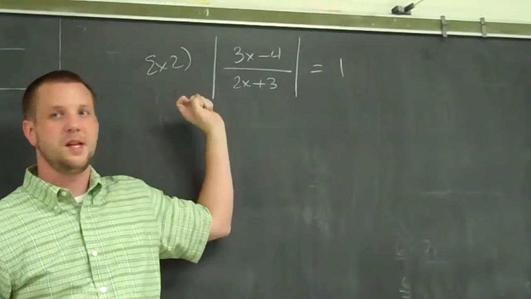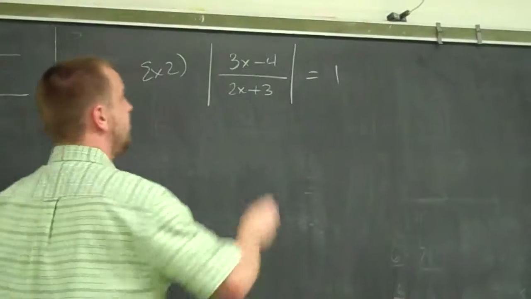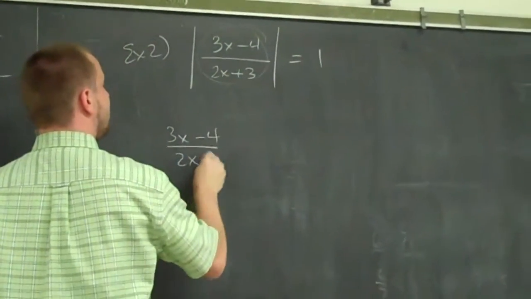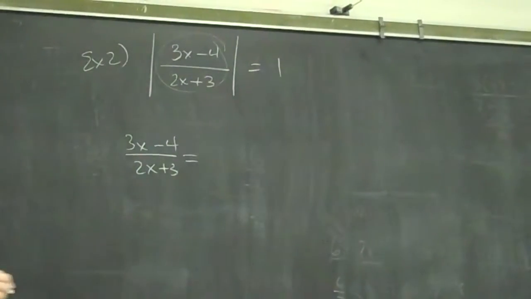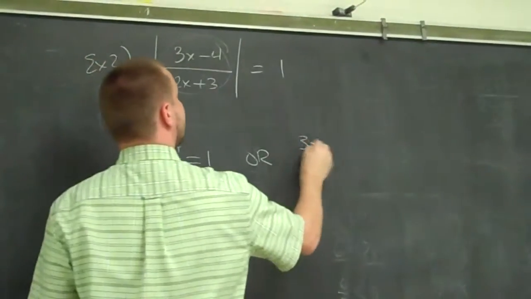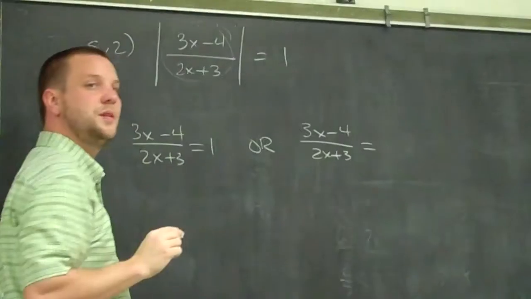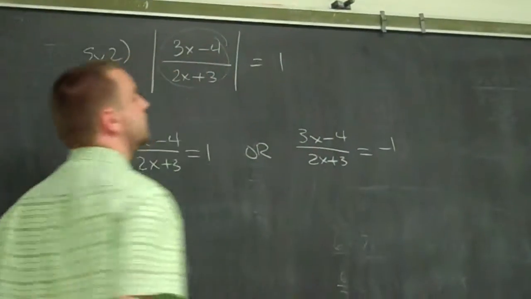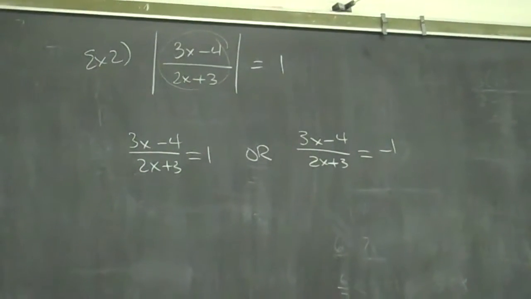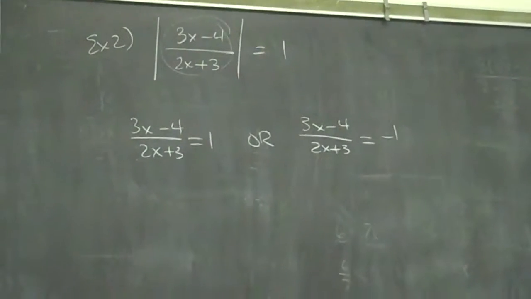Plan of attack. Absolute value equals a number, right? So whatever I have inside, 3x minus 4 over 2x plus 3, that could equal what? What's one option? 1. Or the stuff on the inside, 3x minus 4 over 2x plus 3, equals what's my other option? Negative 1. And that gives me two equations to solve. They are rational equations. We have fractions, right? But this is simply kind of an easy-ish rational equation.